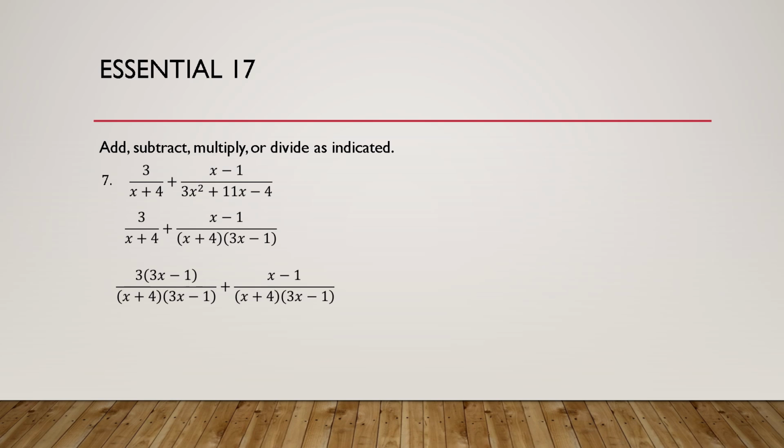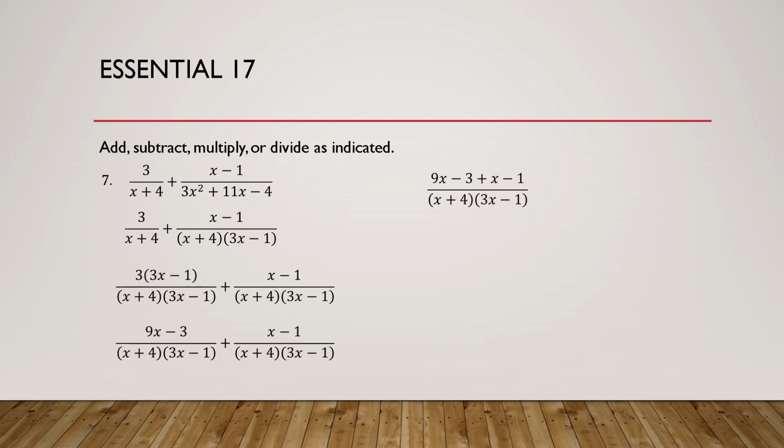This gives us 9x minus 3 over x plus 4 times 3x minus 1 plus x minus 1 over x plus 4 times 3x minus 1. Now that our denominators are the same, we can just add the numerators to get 9x minus 3 plus x minus 1 over our common denominator. We simplify to 10x minus 4 over the common denominator. We can factor out a 2 in the numerator to give us our final answer, 2 times the quantity of 5x minus 2 over x plus 4 times 3x minus 1.